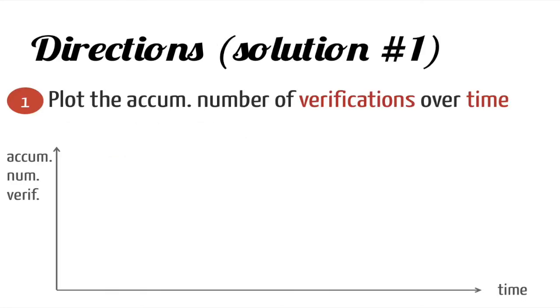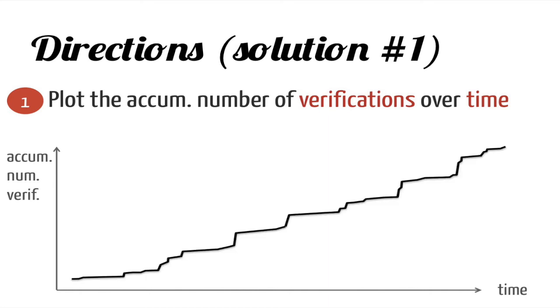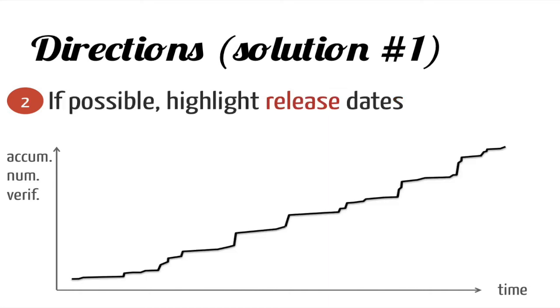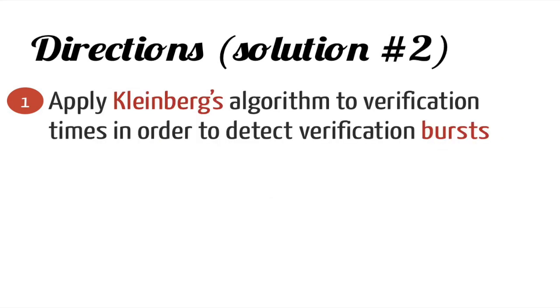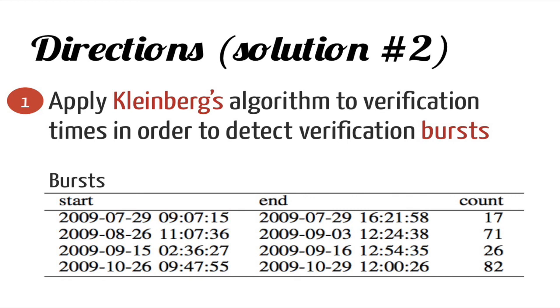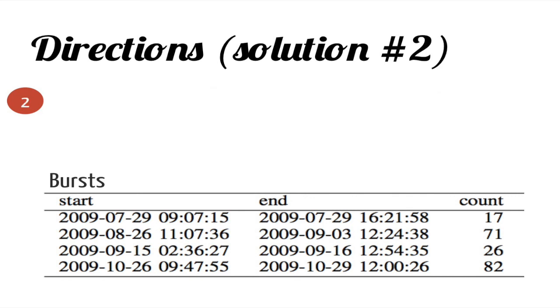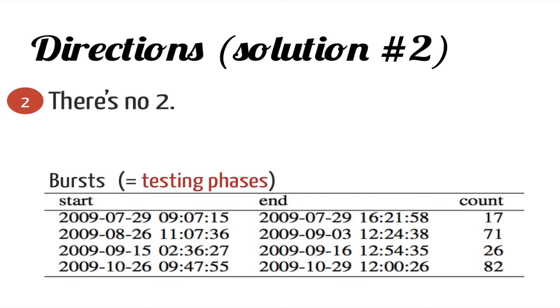Two solutions here. The first one is visual: plot the accumulated number of verifications over time. If possible, highlight the release dates, and find cliffs again, and the cliffs are testing phases. Second solution is numeric. First, apply Kleinberg's algorithm to verification times in order to detect verification bursts, that is, periods with intense verification activity. And second, there's no second, that's it. Bursts are testing phases.